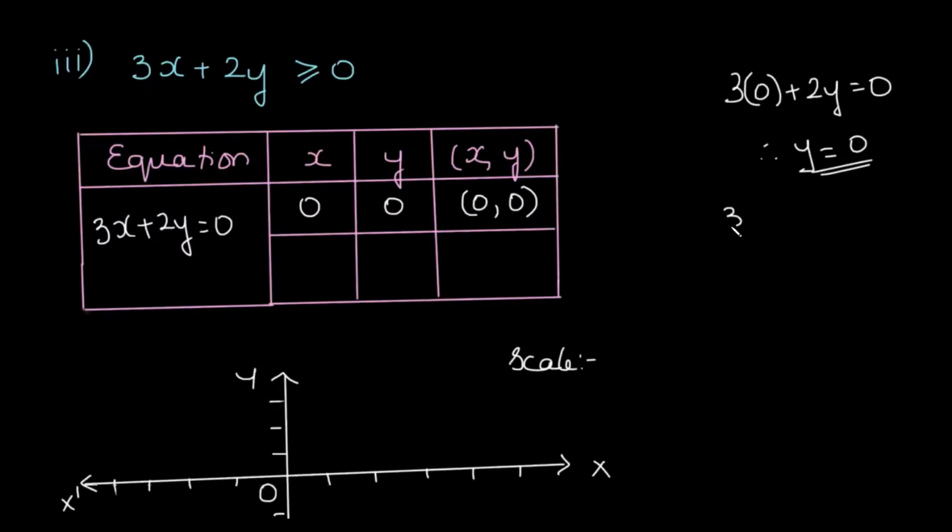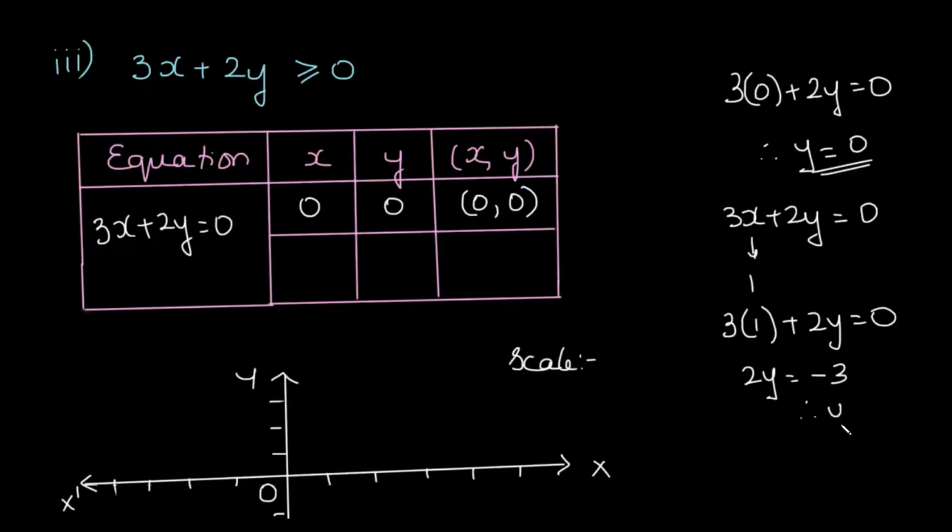See, the equation is 3x plus 2y is equal to 0. Suppose we take x as 1. So we are going to get 3 into 1 plus 2y is equal to 0, or 2y is equal to minus 3. And therefore y becomes minus 3 upon 2, which is actually minus 1.5. Fine, this can be taken on the graph. You can take minus 1.5 on the graph. This is not so difficult to take.